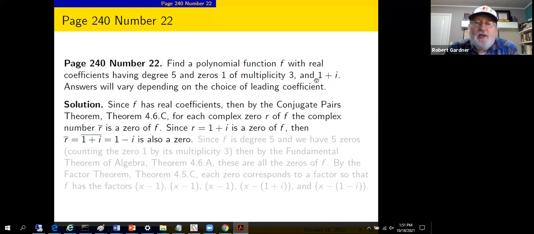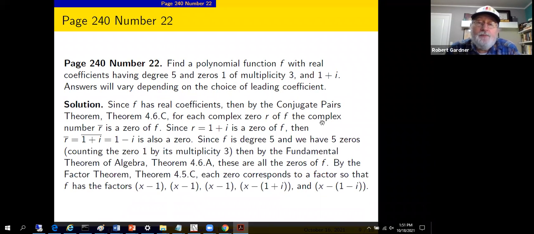That takes care of the complex information we were given. We're told 1 is a zero of multiplicity 3. We're told f is of degree 5. We've got 5 zeros counting multiplicity. We've got zero 1 of multiplicity 3. We've got the 1 plus i zero that they gave us, and the 1 plus i conjugate, the 1 minus i zero.